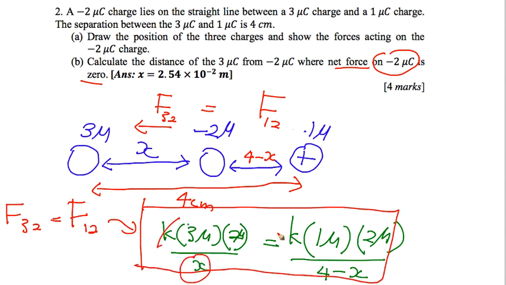So k cancels, right? So the final answer for x is equal to 2.54 times 10 to the power of minus 2 meter. Thank you.